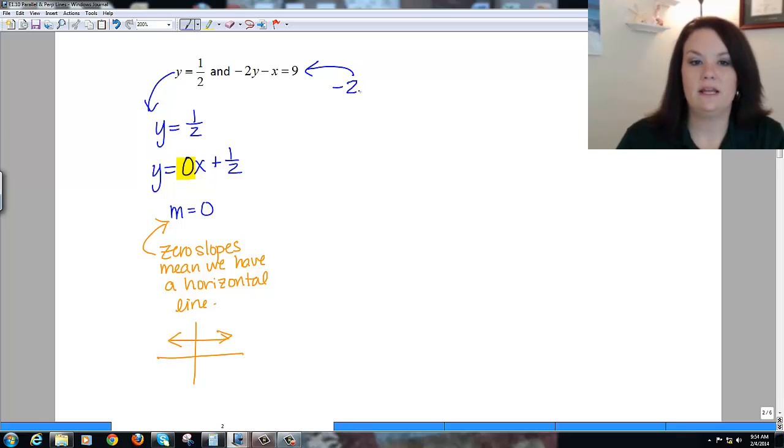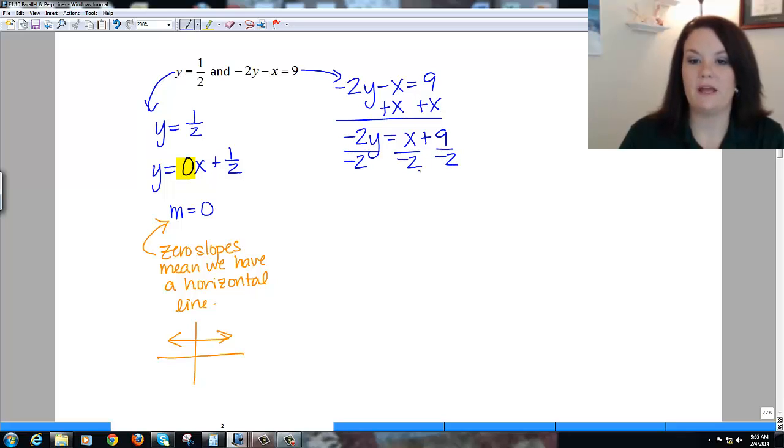So I have negative 2y is equal to negative x. Oh, I'm sorry, I wrote it wrong. Let me try that again. Negative 2y minus x equals 9. I'm going to move my x term over by adding it. So I have negative 2y is equal to x plus 9, and then I divide off my negative 2 from every term. So I get y equals negative 1/2 x minus 9/2. So notice if I look at my slope here, my slope is negative 1/2.